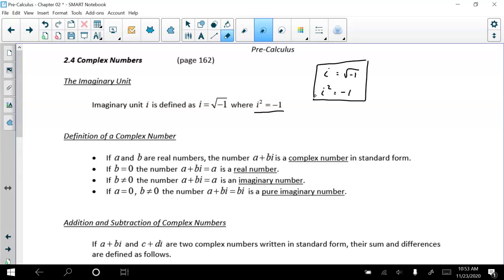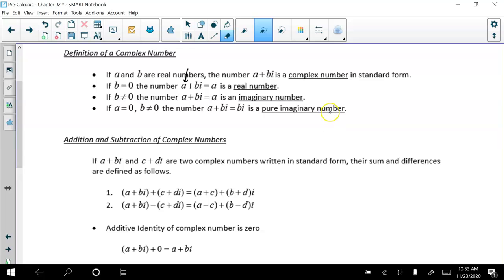So a complex number is in the form of a plus bi. Now, in that, a is the real number portion, and bi is the imaginary portion. So we have the real part, a, plus the complex part, bi. a is real, b is the imaginary, that complex part.